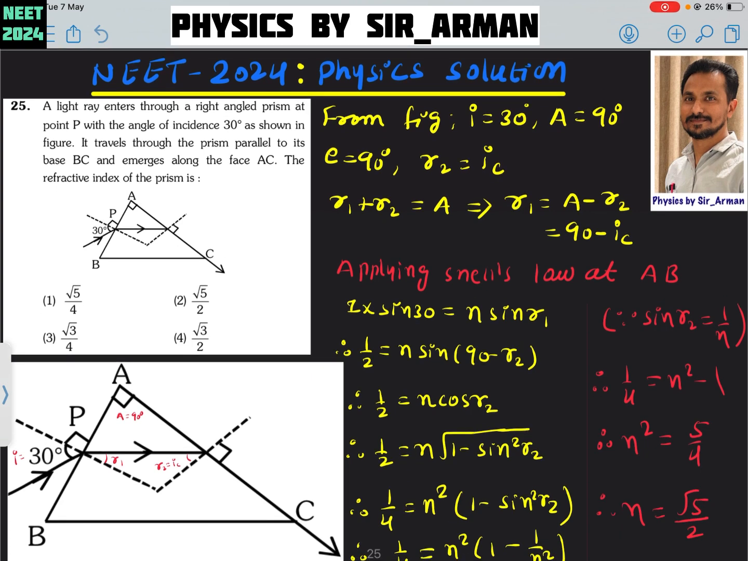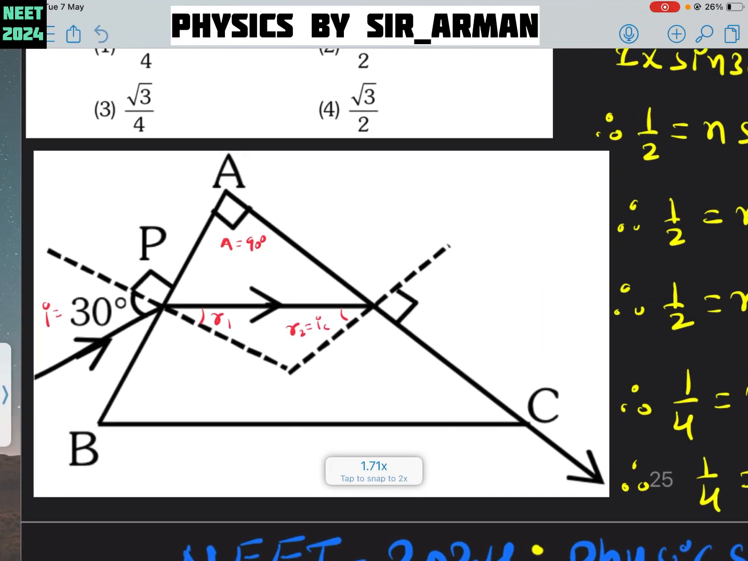Question number 25. A light ray enters through a right angle prism at point P with the angle of incidence 30 as shown in figure. It travels through the prism parallel to its base BC and emerges along the face AC. The refractive index of the prism is. So first let us try to analyze this figure.